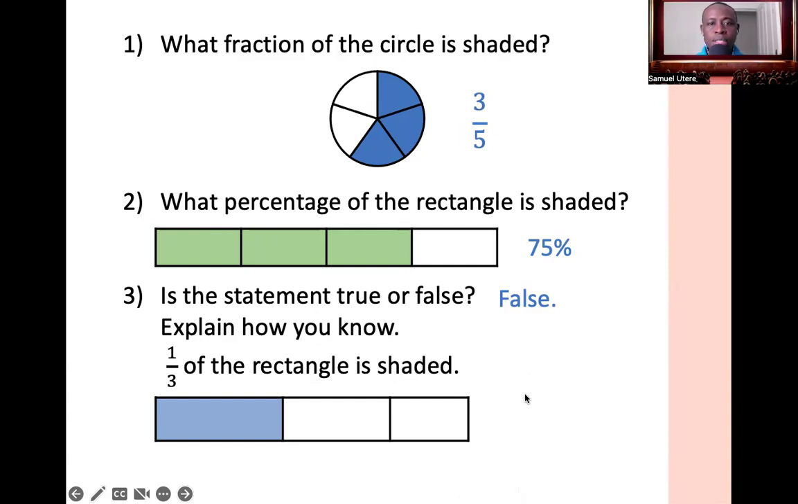Next one, we're asked, is the statement true or false? Of course, the statement is false. Why? They are not divided into equal parts. So we cannot say that the shaded part represents 1/3.